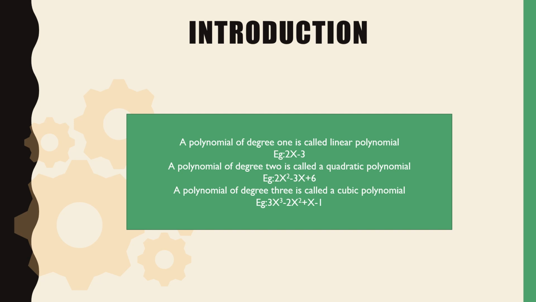A polynomial of degree 1 is called a linear polynomial. Example, 2x minus 3. A polynomial of degree 2 is called a quadratic polynomial. Example, 2x square minus 3x plus 6. A polynomial of degree 3 is called a cubic polynomial. Example, 3x cubed minus 2x square plus x minus 1.